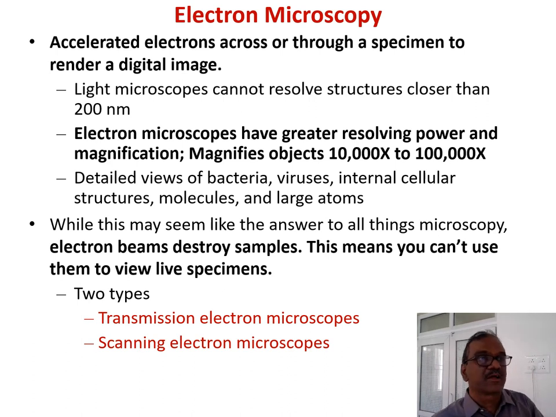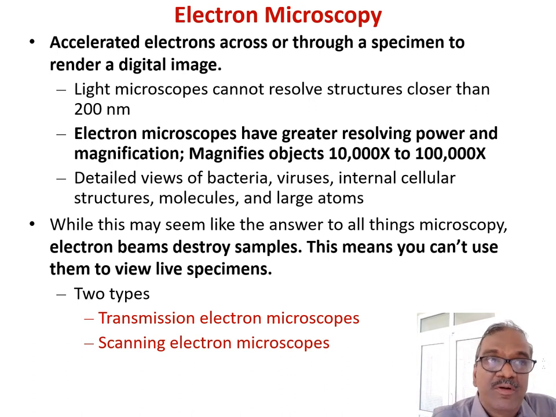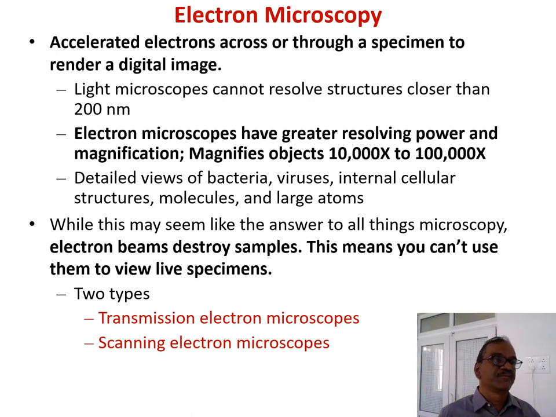Okay. So electron microscopy. Here, everybody knows accelerated electrons are used instead of light energy, and through this they make the digital image. The magnification limit is so good, 10,000x to 1,00,000x. We can view bacteria, viruses, internal structures, cell structures, molecules, larger atoms. Everything is possible, and the resolving power is also closer than 200 nanometers. If two points are placed 200 nanometers apart, you can easily distinguish them.